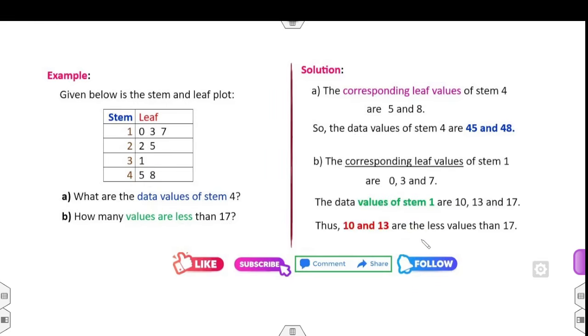And how will you write it in the examination? The leaf values corresponding to the stem 1 are 0, 3 and 7. Therefore, 10 and 13 are the values less than 17.